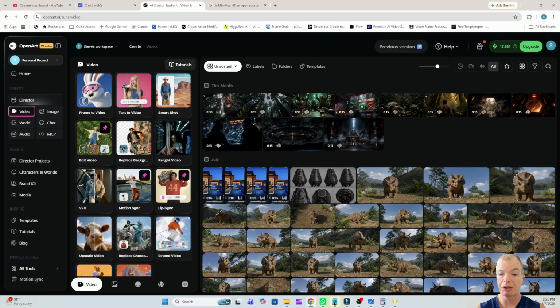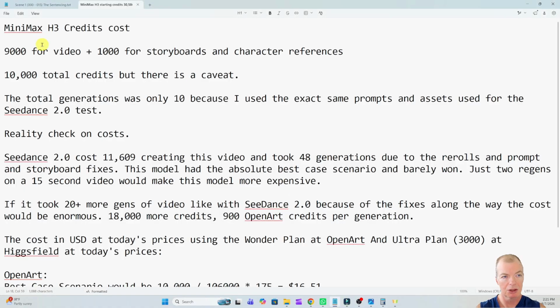Let's go look at how much it costs to do it. So with MiniMax H3, in terms of credits, I spent 9,000 OpenArt credits on the video and about 1,000 for the storyboards and the character references that we would have had to pay if we were generating them from scratch. I just added them up, multiplied it by the price. So overall, about 10,000 total credits, but there's a caveat, and that caveat is, like I mentioned, I only needed to do 10 generations, which looks favorably upon the model because it tracked the prompt precisely.